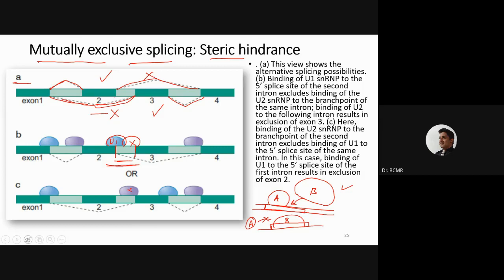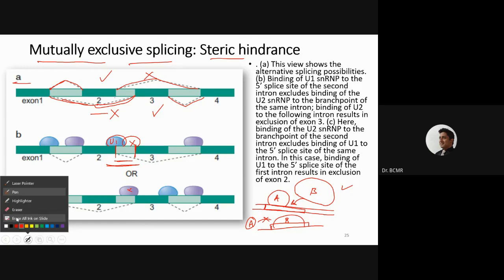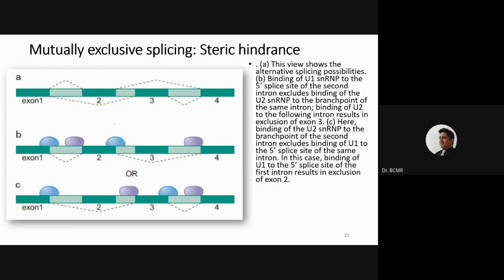So I will try to erase all and discuss once again, so it will be easier. Now think of it: if this place is already occupied, there is no place for the branch point or 3' splice site recognizing proteins. So that cannot bind here. So now what will happen? Splicing will always occur between the proteins that are recognizing the 5' splice site and the proteins that recognize the branch point and 3' splice site. So now when these two are bound, say U1 and the branch point, then splicing can occur.